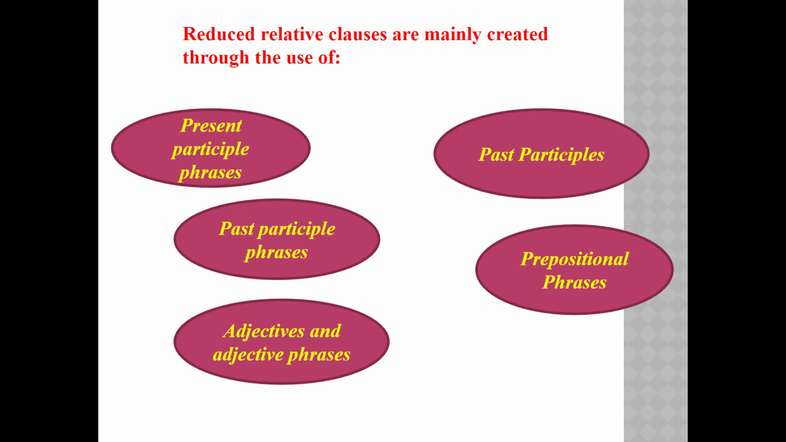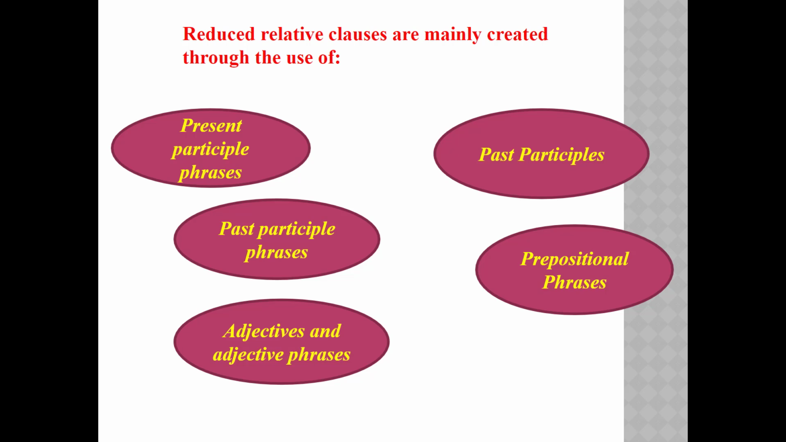Reduced relative clauses refer to the shortening of a relative clause which modifies the subject of a sentence. Reduced relative clauses modify the subject and not the object of a sentence. Reduced relative clauses are shortened versions of relative clauses. They are also known as reduced adjective clauses.